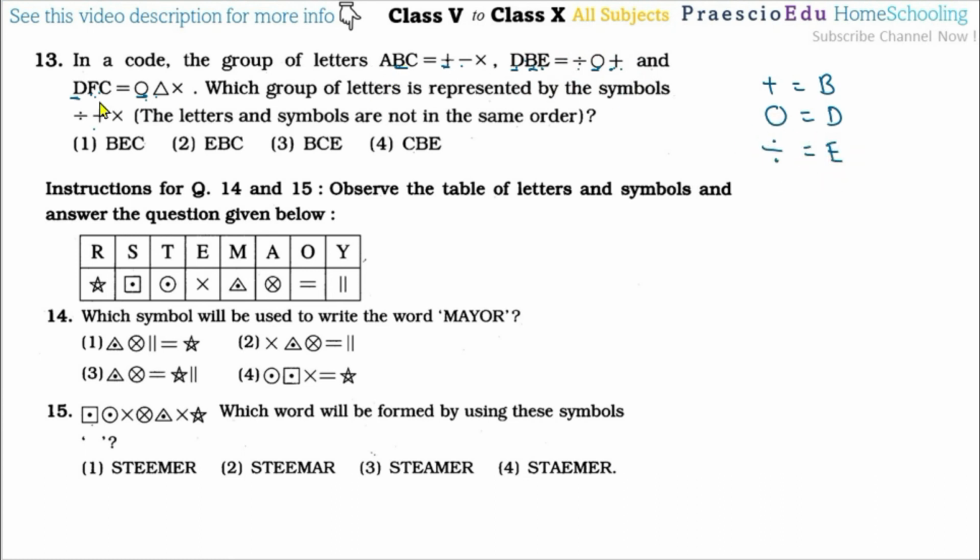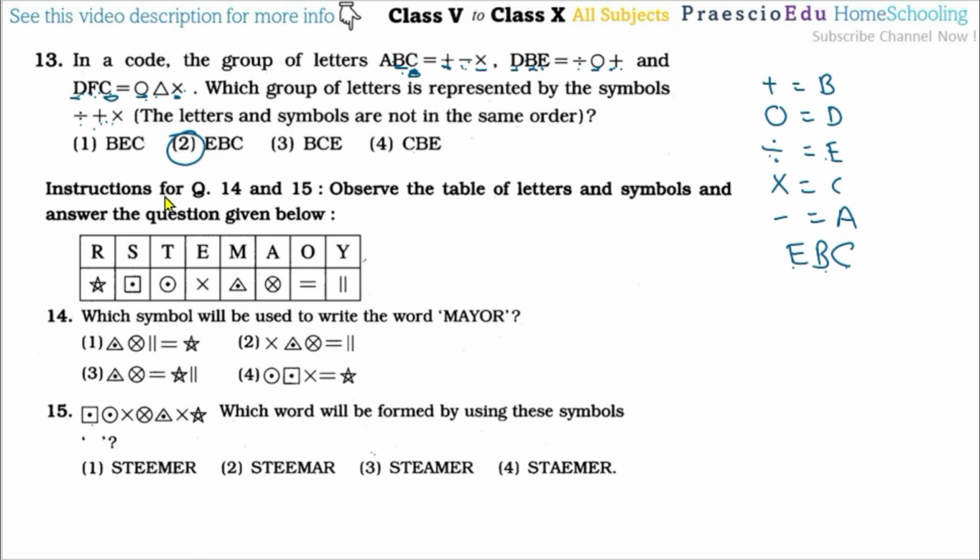After this, we know D, F, C and A, B, C. Here C is common, and here also C is common. In this one the common symbol is the cross, which means this cross is equal to C. The B symbol we already know, which is this one, and this symbol is C. What is left is a minus sign, which is equal to A. On this basis, these three symbols mean E, then this positive sign means B, and this cross sign means C. That means EBC, and EBC is shown in option number 2.